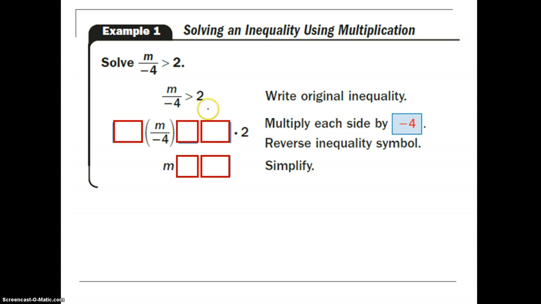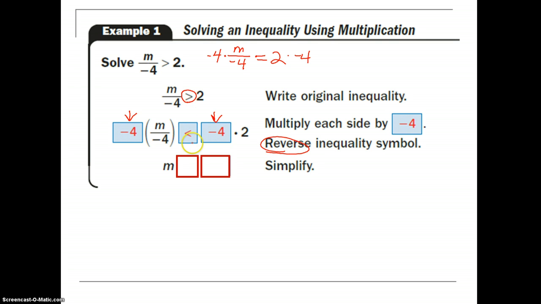Let's look at an example to give you a better understanding. You have m divided by negative 4 is greater than 2. Just like a one-step problem, to get rid of m dividing by negative 4, you would multiply both sides by negative 4. The only difference is that we multiplied by a negative 4. That means I reverse the inequality. I flip it. So instead of greater than, it becomes less than. Negative 4 is crossed out. You're left with m is less than negative 4 times 2, which is negative 8. And that's your answer.